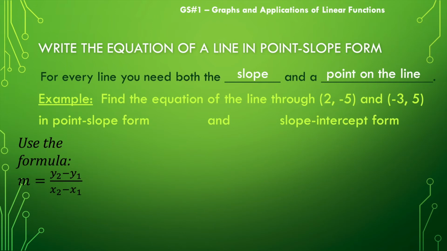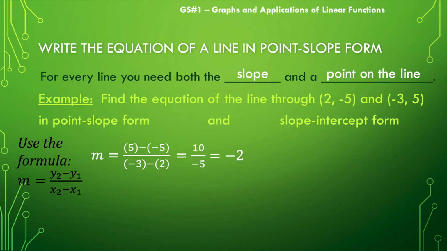So y2 minus y1 will be 5 minus negative 5. And our x2 minus x1 will be negative 3 minus 2. We're going to simplify that, and the numerator will become 10, while the denominator will become negative 5. And so our slope will be negative 2.